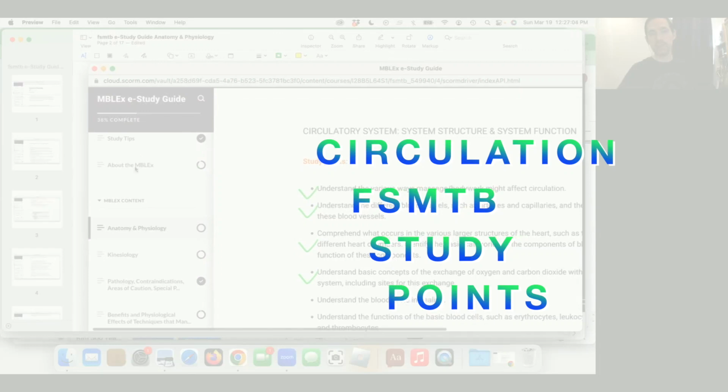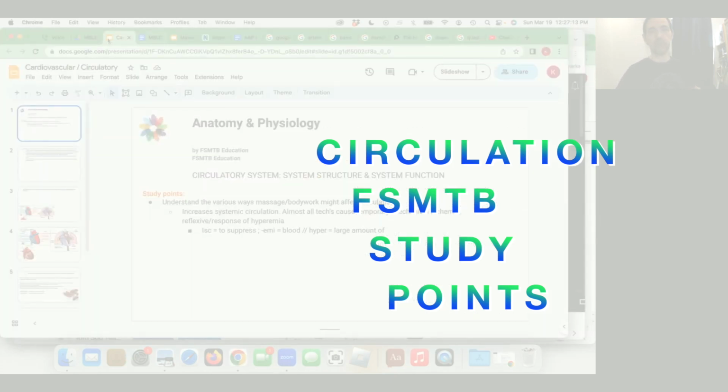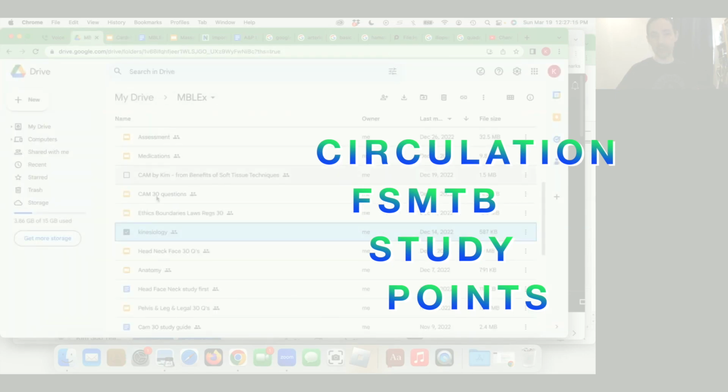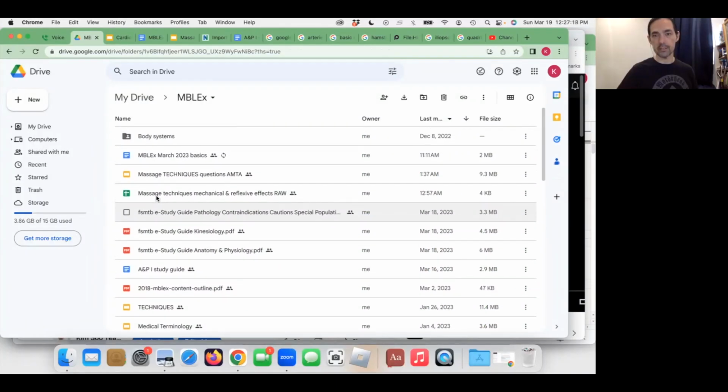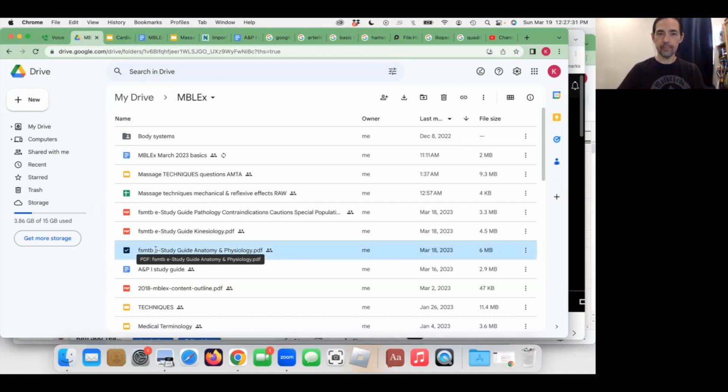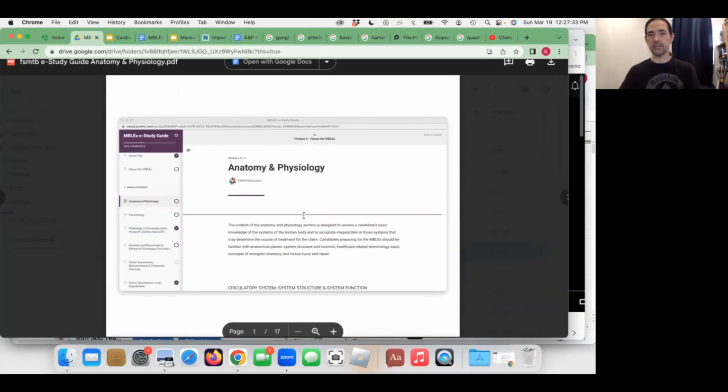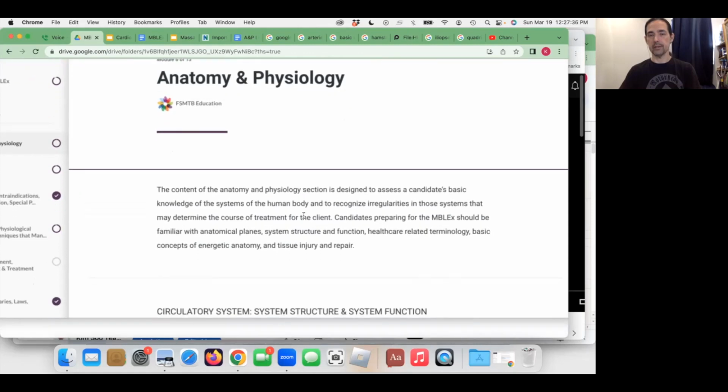In the study guide, if you look at the slides of the study guide that's in your MBLEx folder, let me just open that so you know what it looks like. Okay, so here's our MBLEx folder. If you organize things by name, you'll see FSMTB, e-study guide, pathology contraindications, kinesiology, anatomy, and physiology, right? And you can open it. It looks like this, and then you just have to zoom in to make it clear.